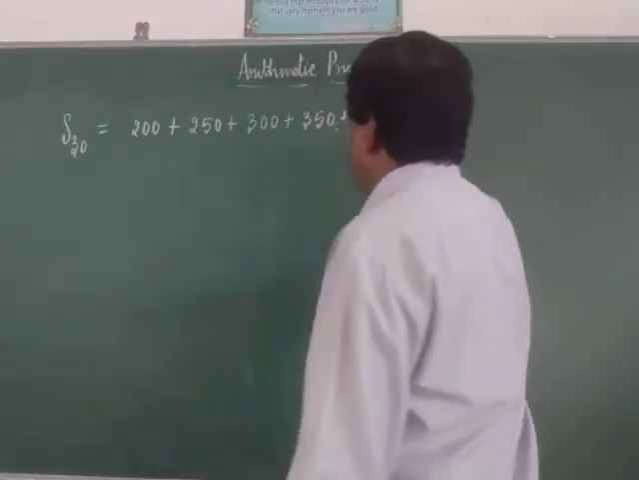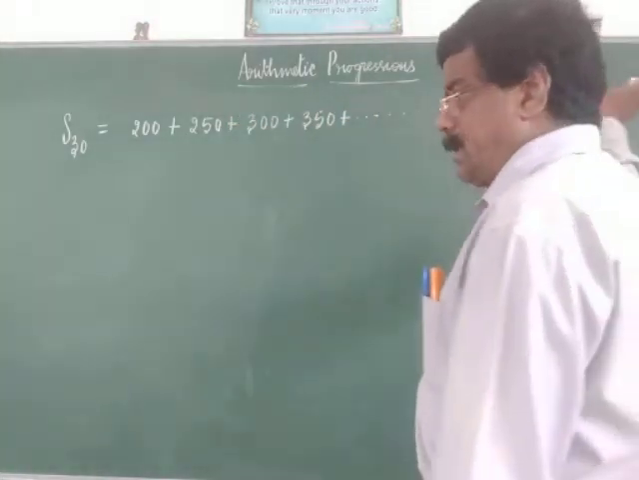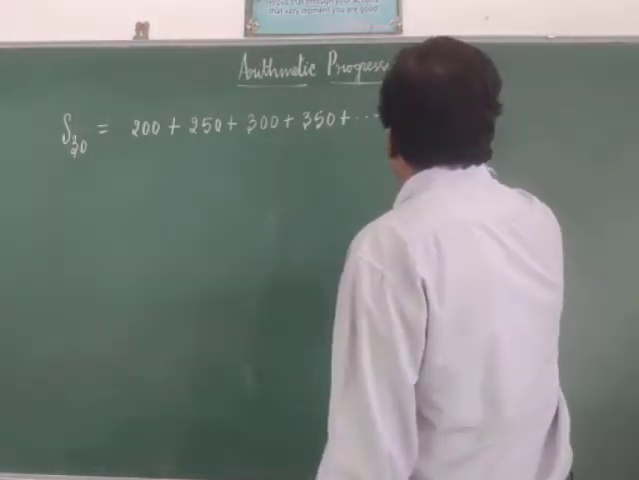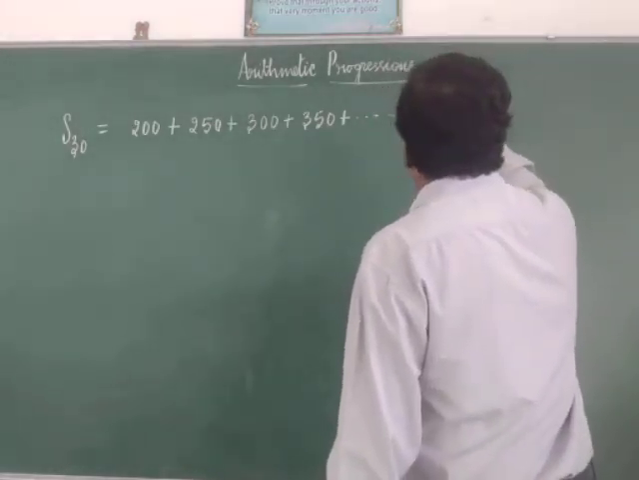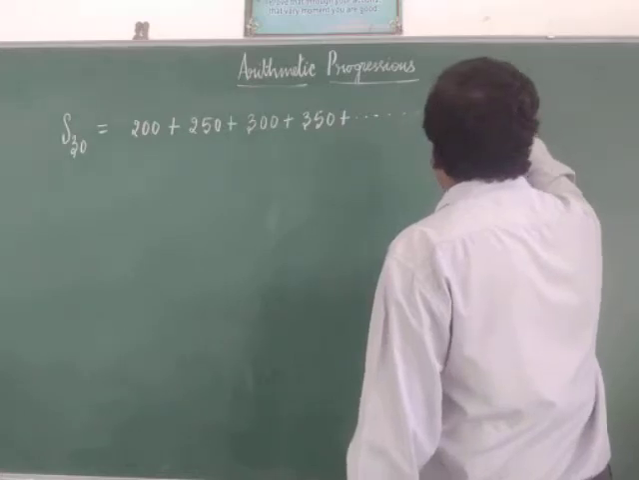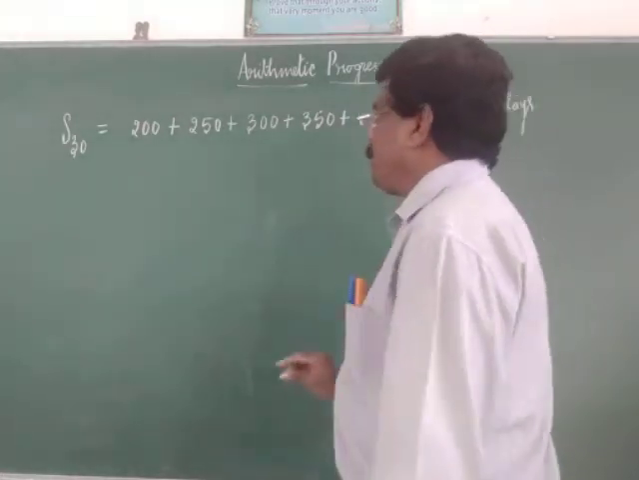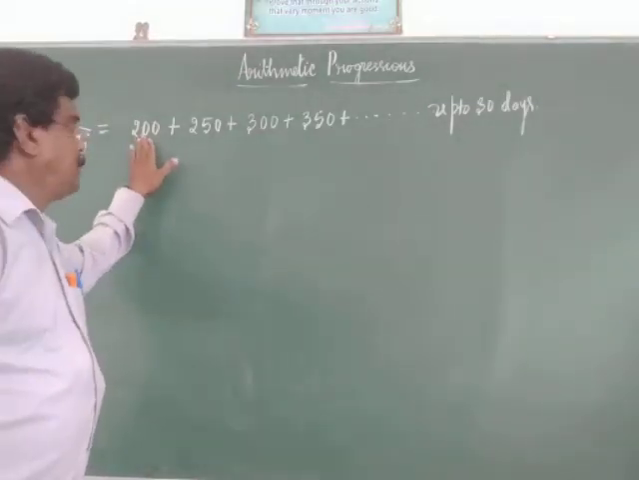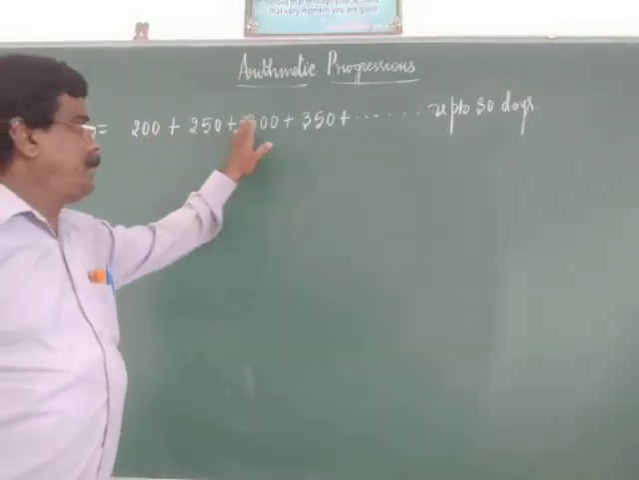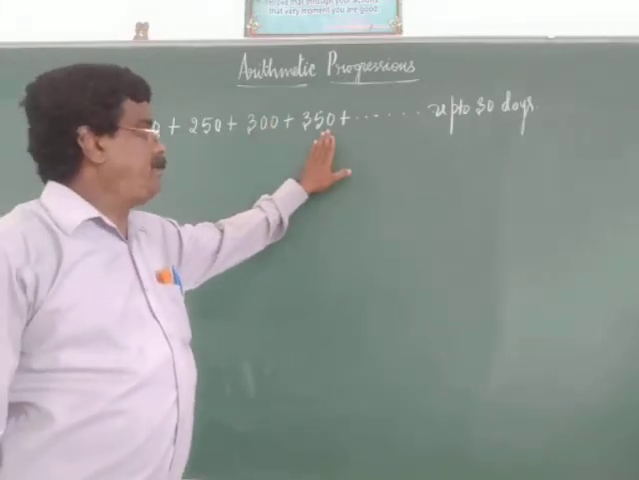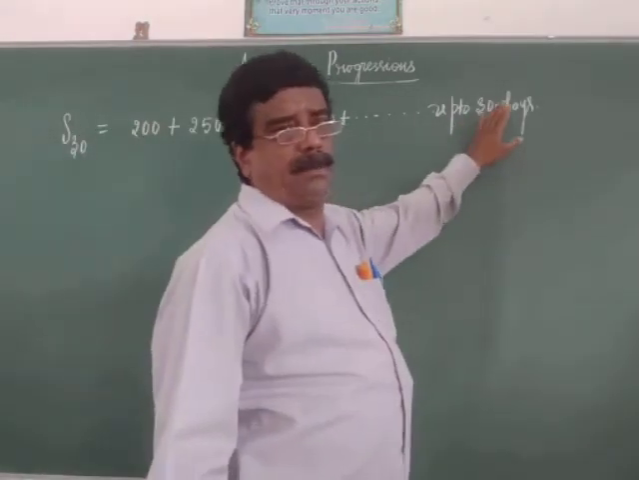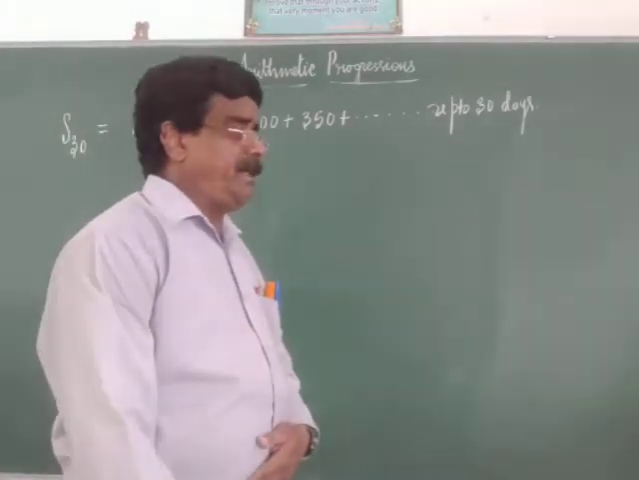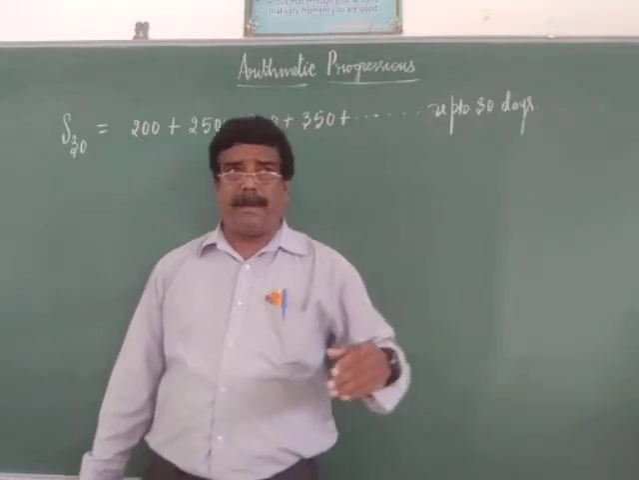Plus dot dot dot. You cannot go on writing for 30 days, the board will fill again. So what will make it short? We will convert this sum as up to 30 days or up to 30 terms. First day is 200, second day is 250, third day 300, fourth day 350, like that up to 30 days. Because the question asked is, find the money that the contractor is supposed to pay as penalty for 30 days.